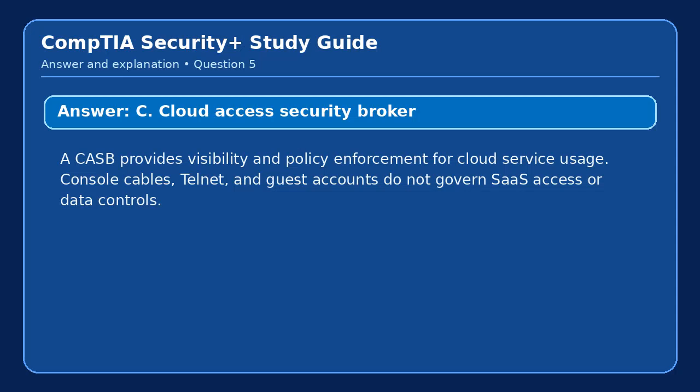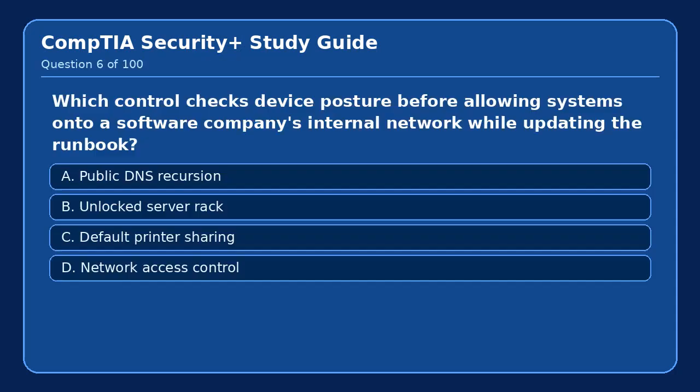Question 6. Which control checks device posture before allowing systems onto a software company's internal network while updating the runbook? A. Public DNS recursion. B. Unlocked server rack. C. Default printer sharing. D. Network access control. Take a moment to choose your answer.